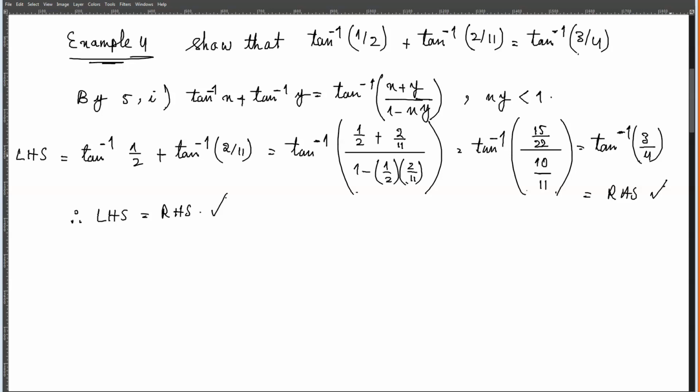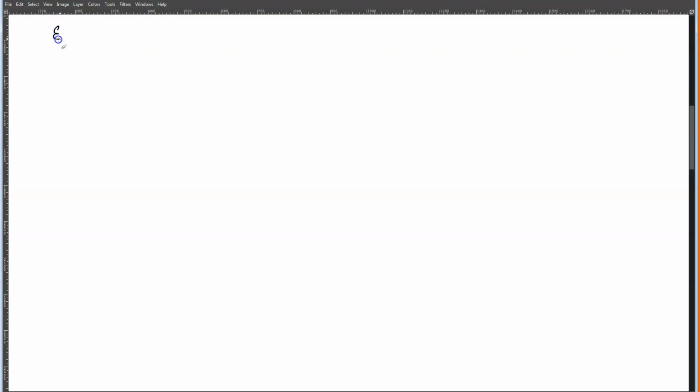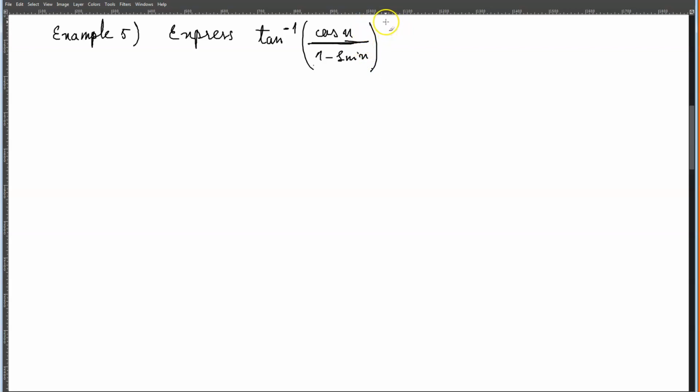Now example number 5. Example number 5, we have you want to express tan inverse of cos x by 1 minus sin x, and I don't understand what that means in the simplest form. Okay, so negative 3 pi by 2 less than x less than pi by 2 in the simplest form.